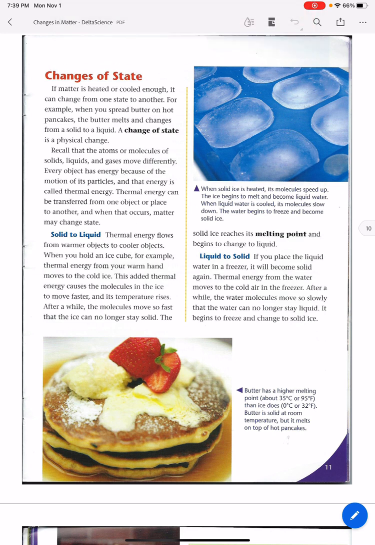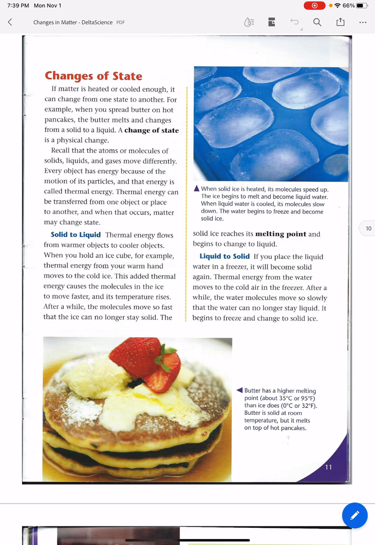Solid to liquid. Thermal energy flows from warmer objects to cooler objects. When you hold an ice cube, for example, thermal energy from your warm hand moves to the cold ice. This added thermal energy causes the molecules in the ice to move faster, and its temperature rises. After a while, the molecules move so fast that the ice can no longer stay solid. The solid ice reaches its melting point and begins to change to a liquid.